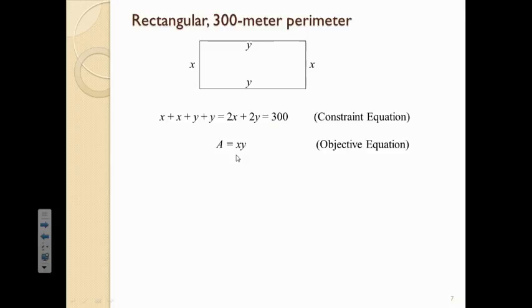We weren't given a formula, but we know that the area of a rectangle is the length times the width, in this case x times y, and that'll equal the area, or in this case A. That's what we're trying to find. That's our goal. So we call that the objective function. That's what we're trying to get to, the objective function, or the objective equation.